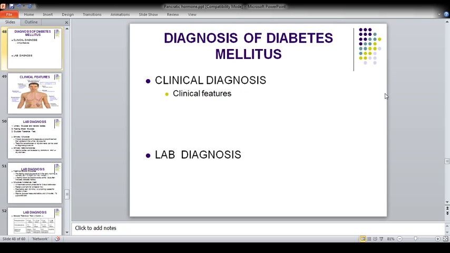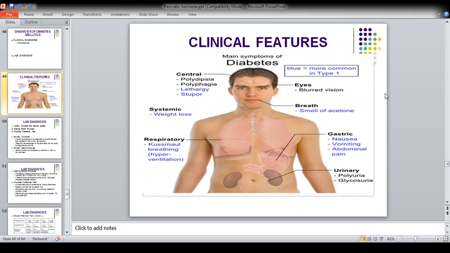Now, how do we diagnose diabetes? Diabetes is diagnosed via two strategies. First, we look at the clinical picture or clinical features of the patient, and then lab diagnosis also helps in diagnosing diabetes mellitus. So what would be the clinical features of diabetes? There would be some central features and then peripheral features.